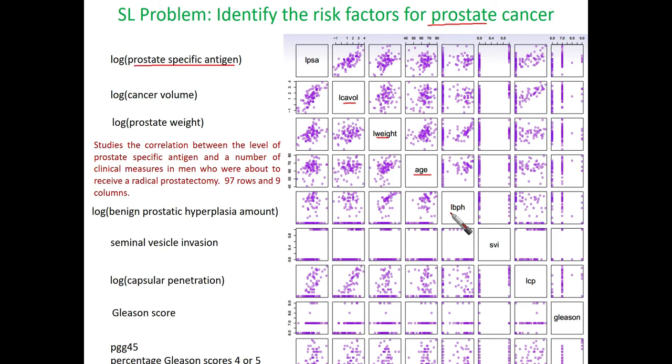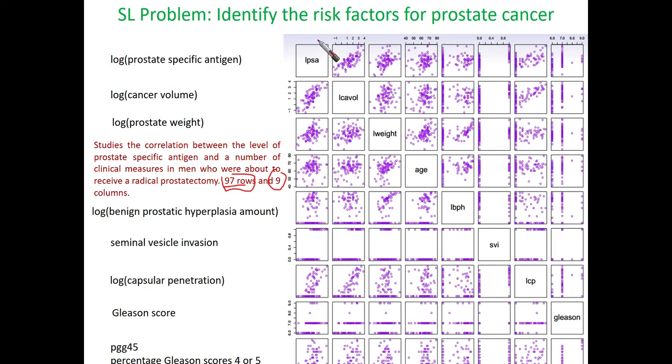Maybe benign prostate hyperplasia amount, then seminal vesicle invasion, then capsular penetration, then Gleason score, that kind of thing. So there are 97 rows, maybe 97 patients actually, and then you have 9 columns. That means 97 patients, and you have 9 features, that is weight, age, and these things.